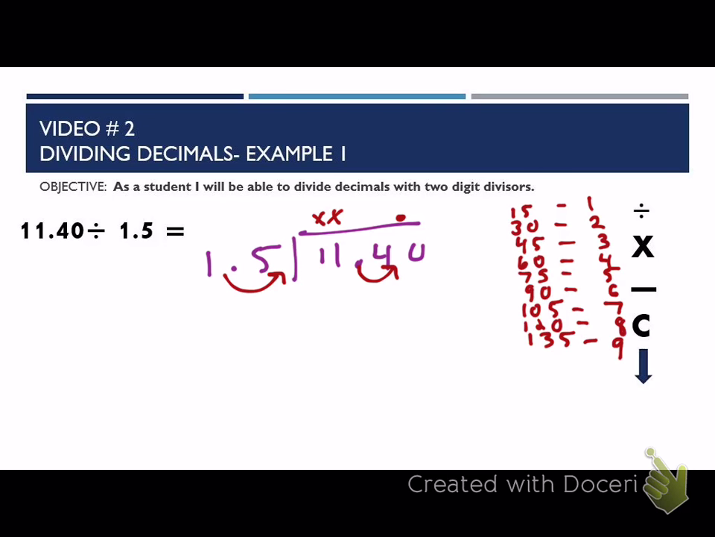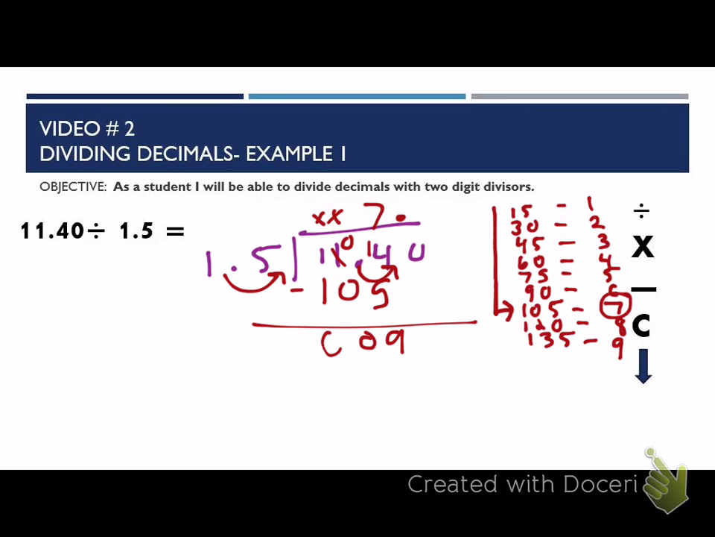Okay, how many times does 15 go into 114? Well, what we do is we look down our list until we get to the one that is closest to 114 without going over, which happens to be 105. That is 7 times. So it goes in 7 times, and 7 times 15 is 105. We subtract 114 minus 105. We borrow, it becomes a 0, this becomes 14, that is 9.